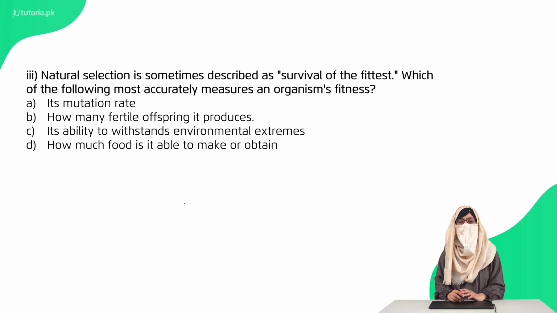Question 3 is, natural selection is sometimes described as the survival of the fittest. Which of the following most accurately measures an organism's fitness? Option A, its mutation rate. Option B, how many fertile offspring it produces. Option C, its ability to withstand environmental extremes. Option D, how much food is available to it to make or obtain. The right option is option B, how many fertile offspring it produces.